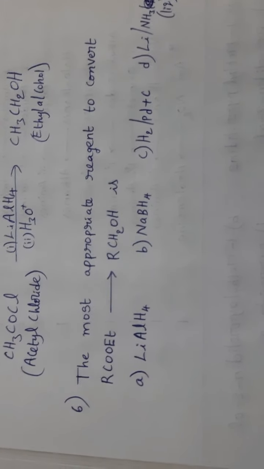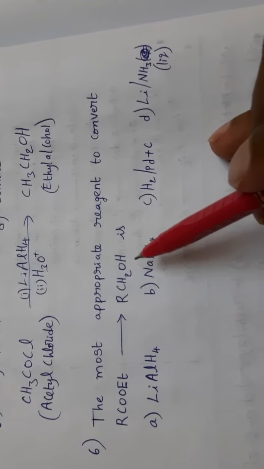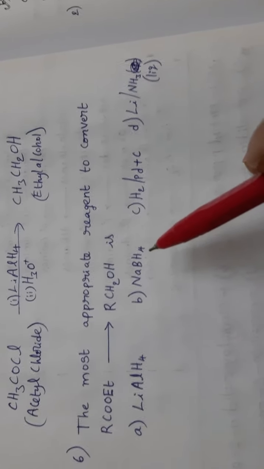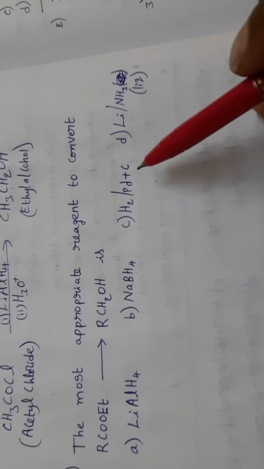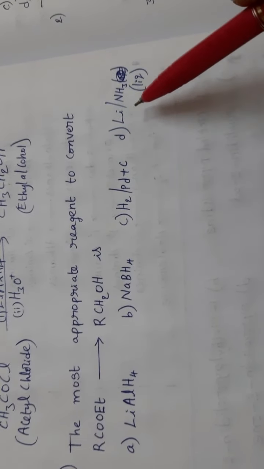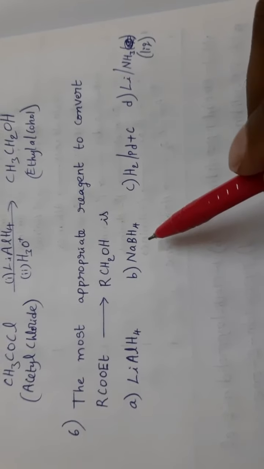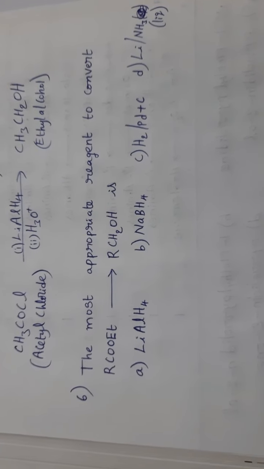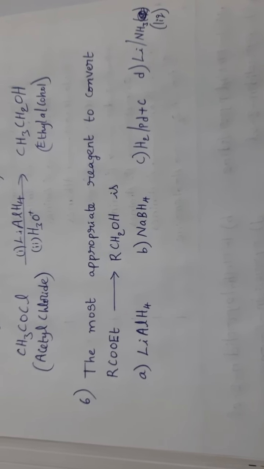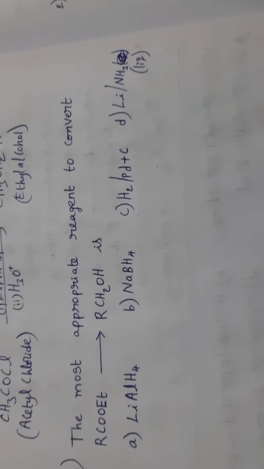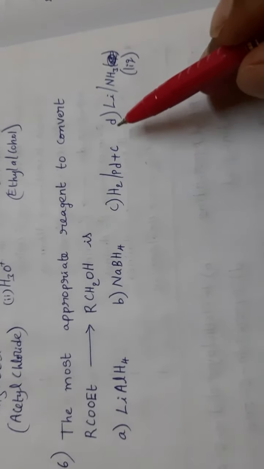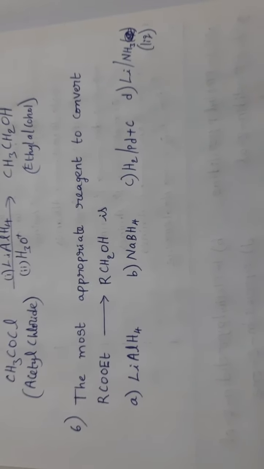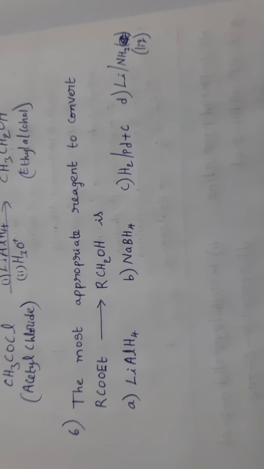Next, the most appropriate reagent to convert RCOOEt, means ethyl ester, is converted to alcohol. Then what is the suitable reagent? LiAlH4, sodium borohydride, hydrogen in presence of palladium and charcoal, lithium in liquid ammonia. Here sodium borohydride is not suitable because it can be used as reducing agent for aldehydes and ketones. It cannot reduce esters. Next, hydrogen in presence of palladium and charcoal. This reducing agent is suitable for the reduction of alkynes and alkenes to alkanes.